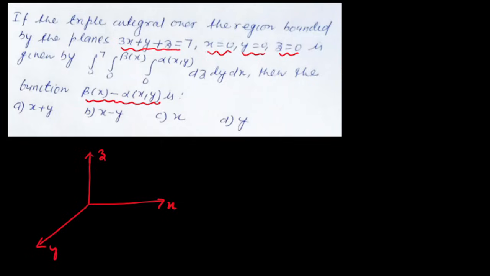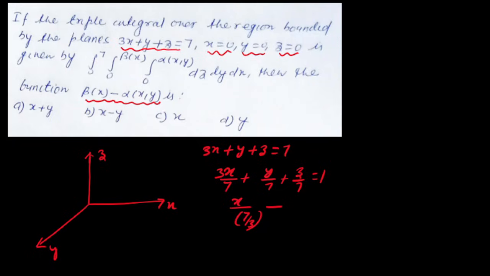So we have a plane which is given to be 3x + y + z = 7, which I can write as 3x/7 + y/7 + z/7 = 1. So the x-axis intercept is basically 7/3. So x/(7/3) + y/7 + z/7 = 1. So I make an intercept of 7/3, then on the y-axis 7, on the z-axis 7. So there is a plane like this which is intersecting the x-axis, y-axis and z-axis.